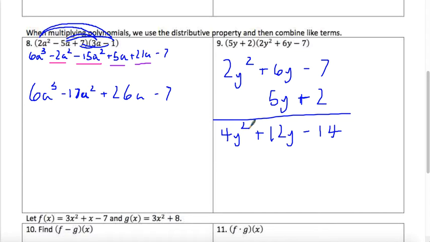So really what this does for me is it's going to line up my like terms. So because it's a y term, I'm going to write it here. So negative 35y. 5y times 6y is 30y squared. And 5y times 2y is 10y cubed.